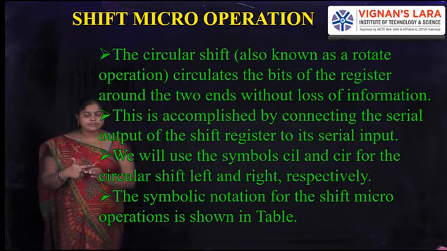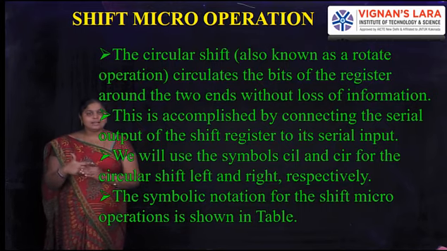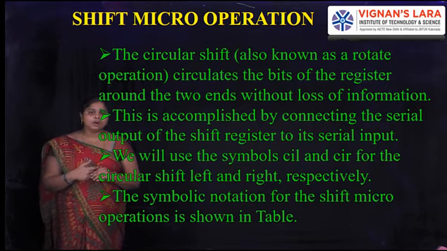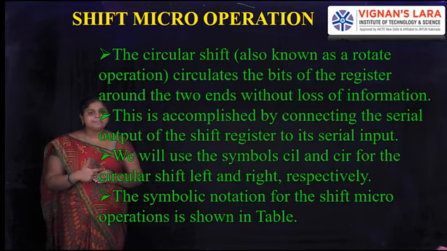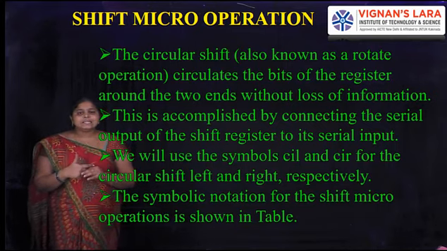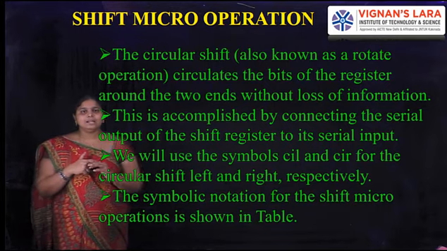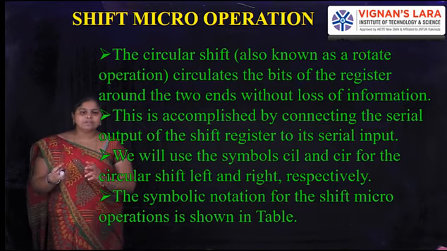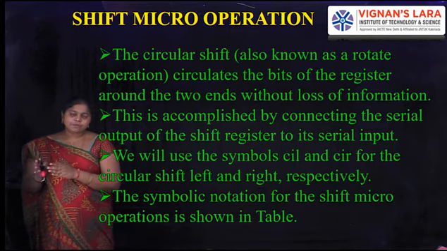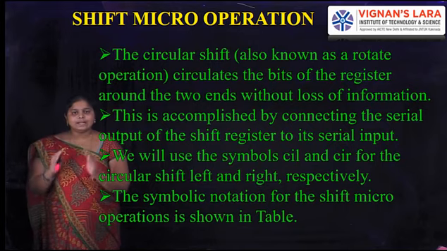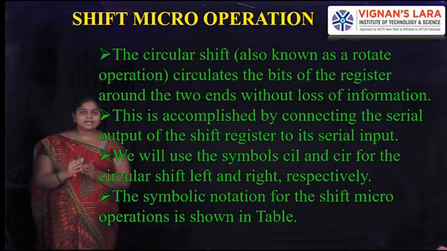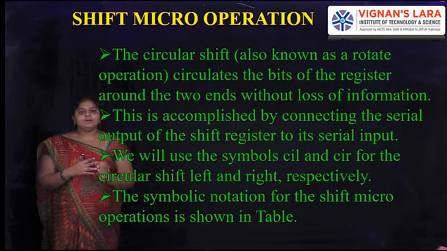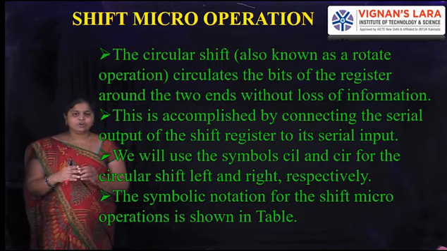In this circular shift, there is no loss of data. The operation goes on from one register to another register, with no loss of information in the transfer. This is accomplished by connecting the serial output of the shift register to the serial input. Whatever the content may be, there is no loss in transferring the data. In logical shift, there is a loss of data: in shift right and shift left, the leftmost or rightmost bit can be deleted. In circular or rotate shift, there is no loss of data. Without losing the information, we transfer it from one register to another register.